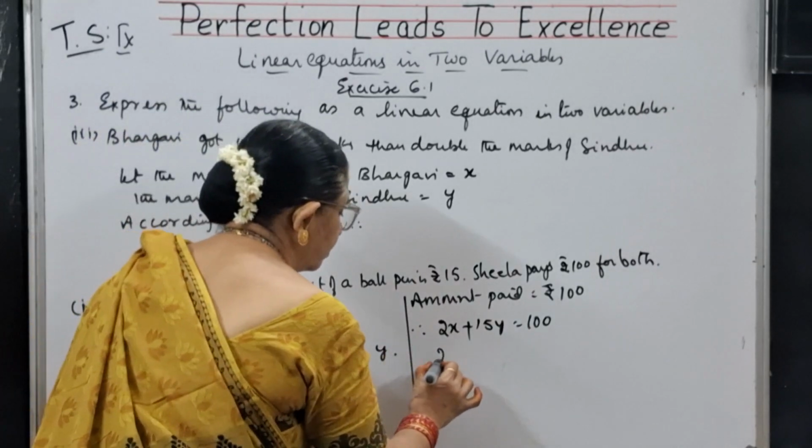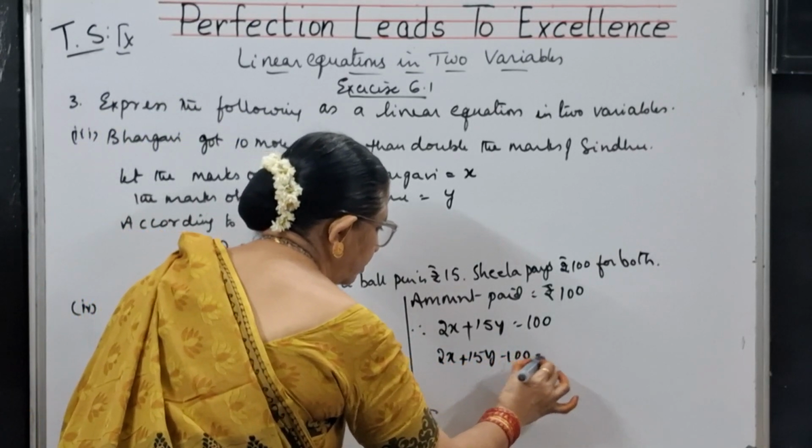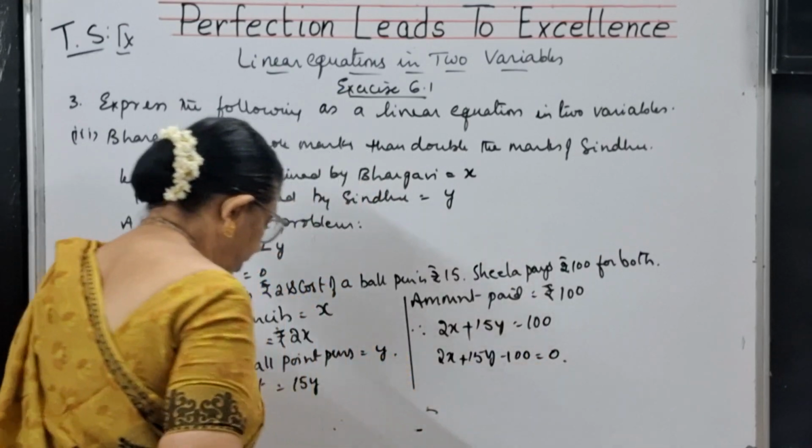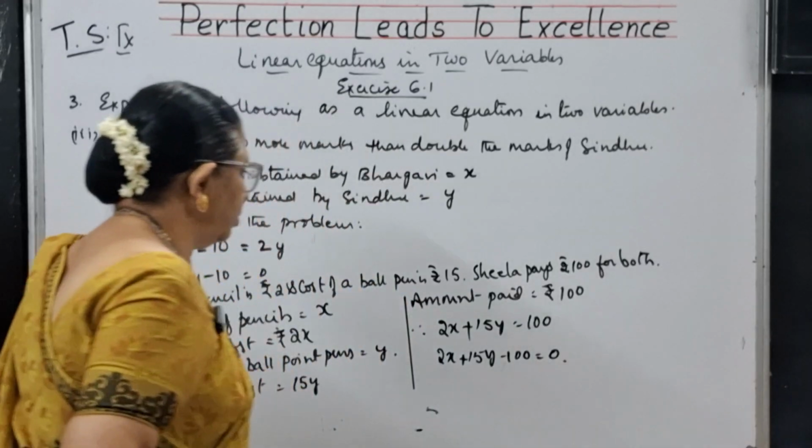So how will you write it, children? 2x plus 15y minus 100 is equal to 0. It should be the answer for this problem, children. Please note it down.